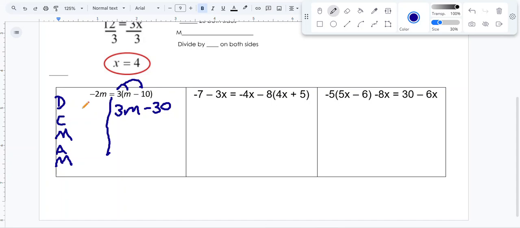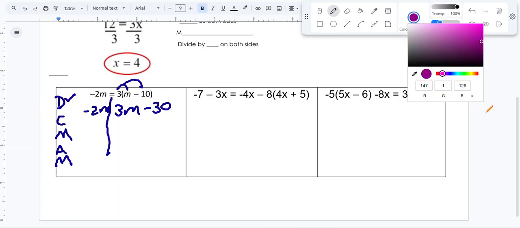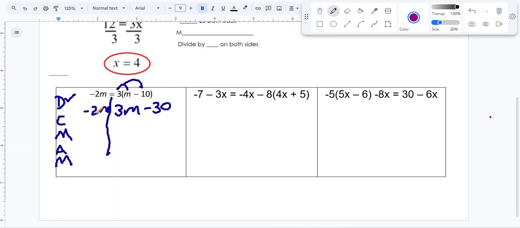And then on this side, there's nothing to distribute, so I just bring down my negative 2m. All right, and then I'm done with my distribute. So my next step is combine like terms. So I look on my left, there's nothing to combine over here, it's just negative 2m. On my right side, I can't combine these two things because this has an m and this doesn't have an m. So I'm done with my combine like terms. I go to my next step, which is move my variable. For this one, you can move the negative 2m over, but it makes more sense to me to move this 3m over here.